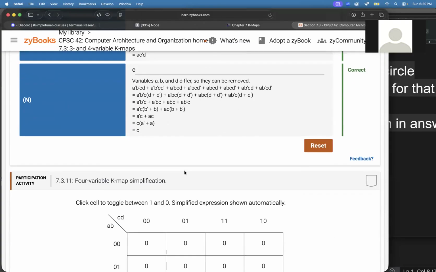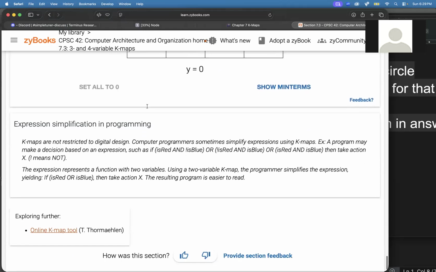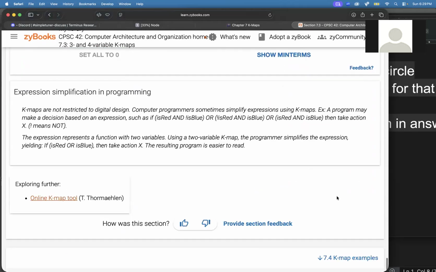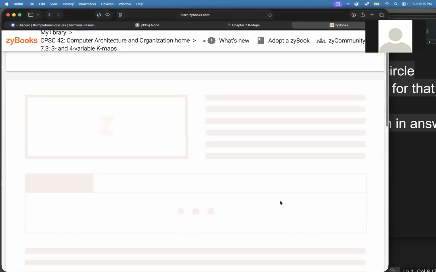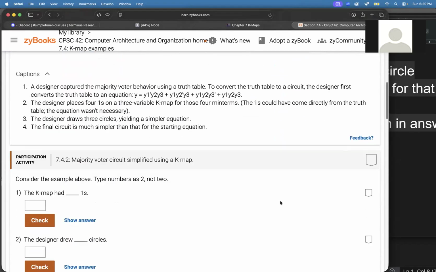All right. And they did it with algebra. All right. So cool. K-map examples. See what we can do with these.